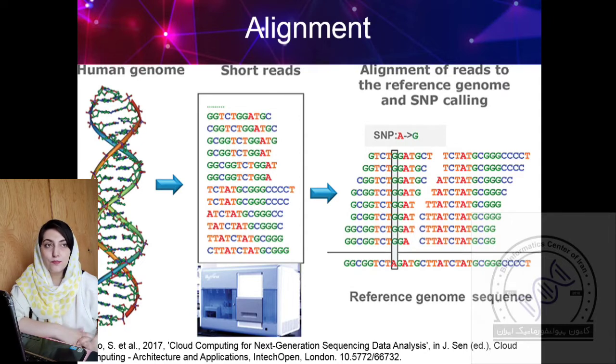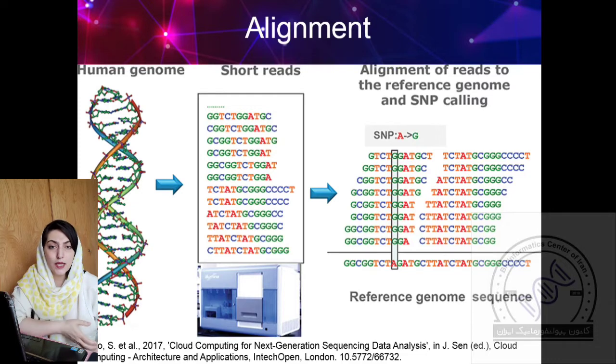The mission of the alignment is to determine which short read belongs to which part of the genome and which gene exactly. For some experiments, like whole transcriptome analysis, we want to know which short read belongs to which gene. So it's used for quantification. This is what alignment does.